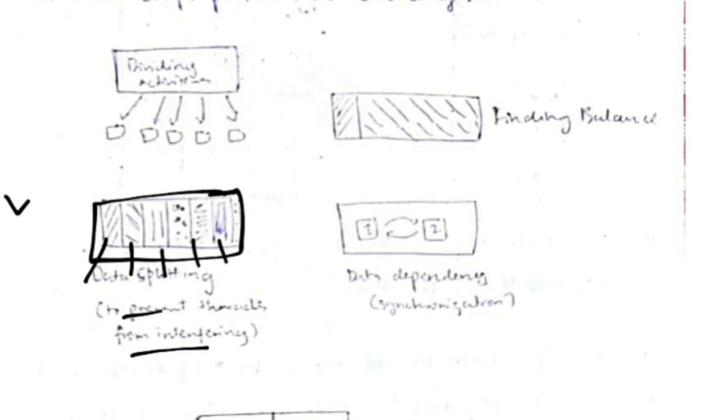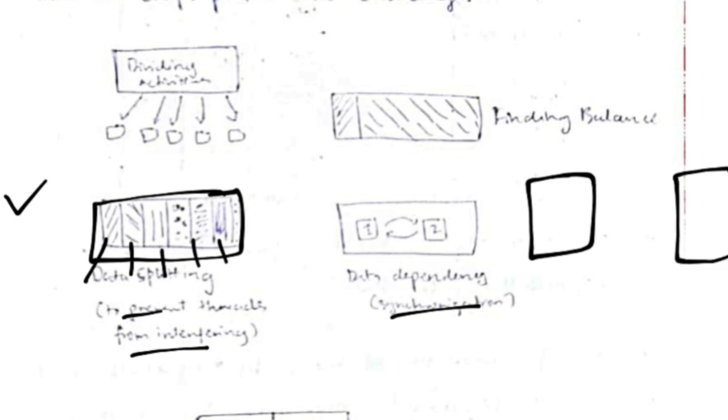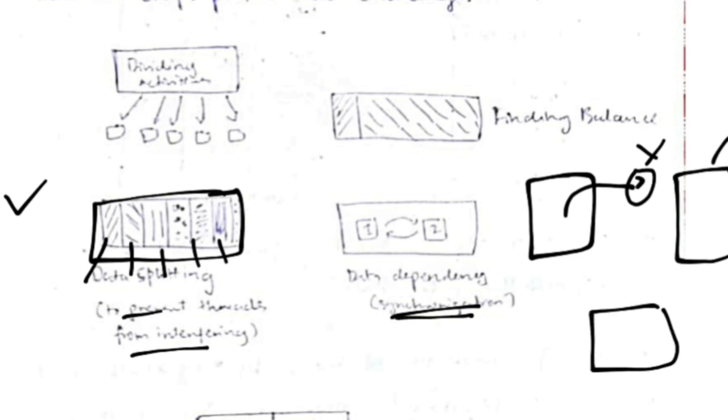And the fourth one is data dependency, which means there should be synchronization. Suppose there is a process here and another process here. This process is sending some data to the other process, but if that process is busy with other tasks, there will be no synchronization and the data sent will be lost. That should not happen, so there should be synchronization. To control synchronization, other CPU cycles must be used, and that will cost extra usage of resources.